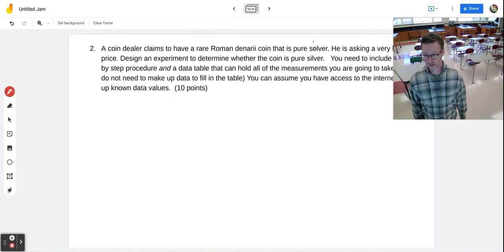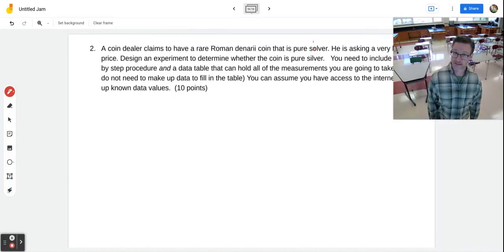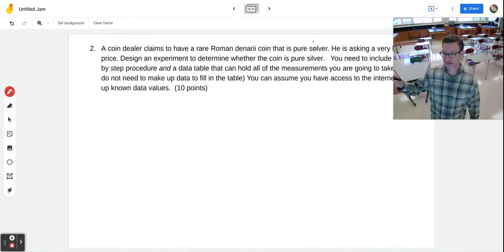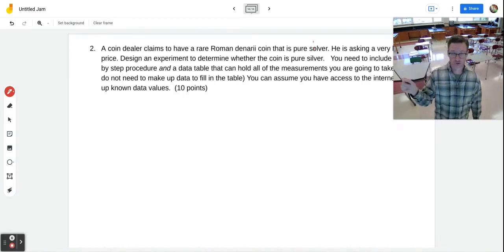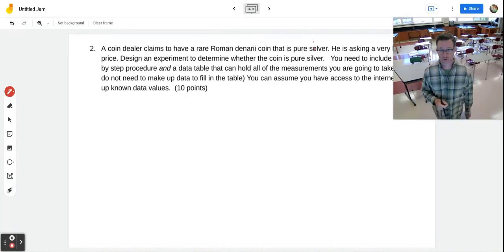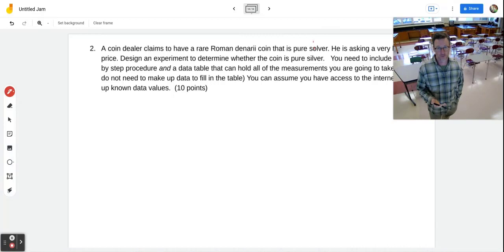Well, one way you would do that is to find its density. If it's supposed to be pure silver, you can look up the density of pure silver. And if those two numbers do not match, then you can say for sure the coin is not pure silver, because density is a property of silver that does not change. So what I really want to do is find the density of the coin. How you go about that.